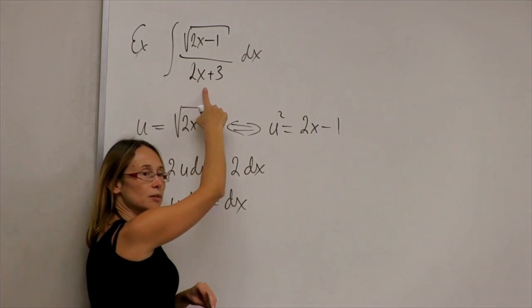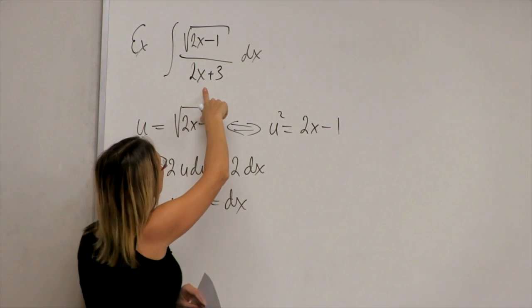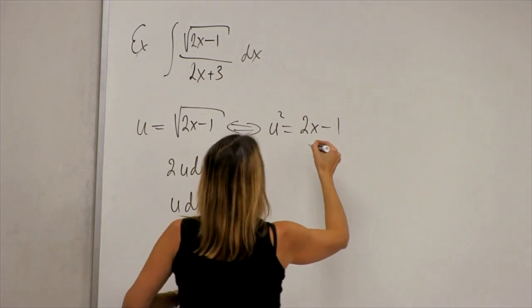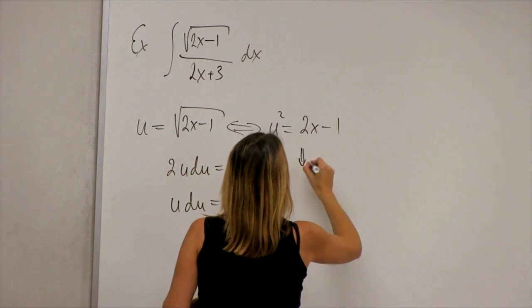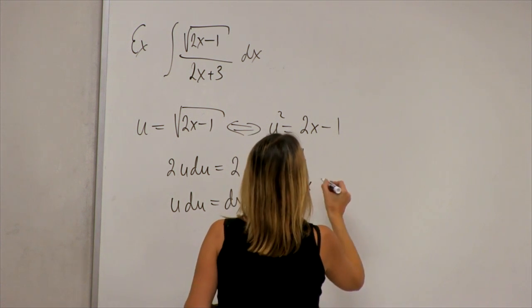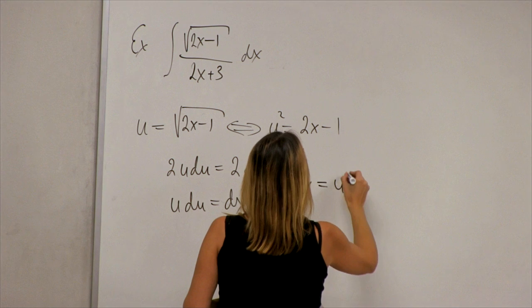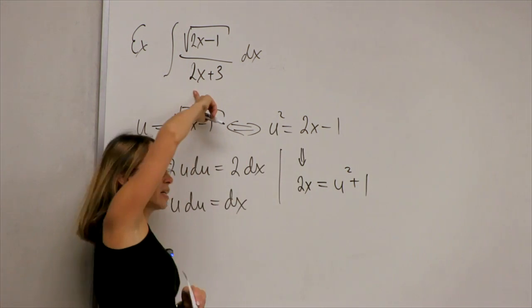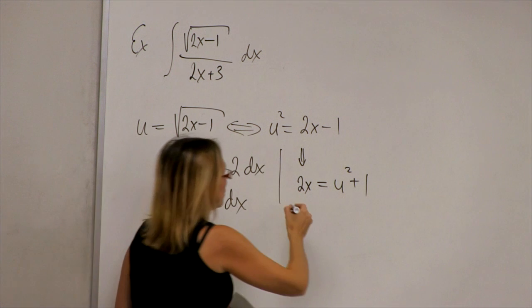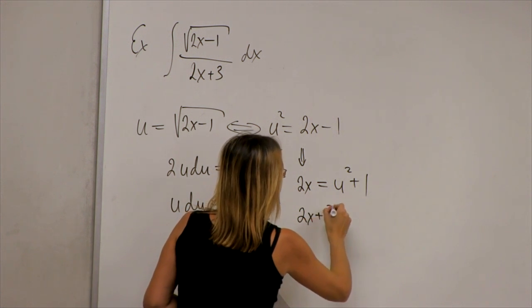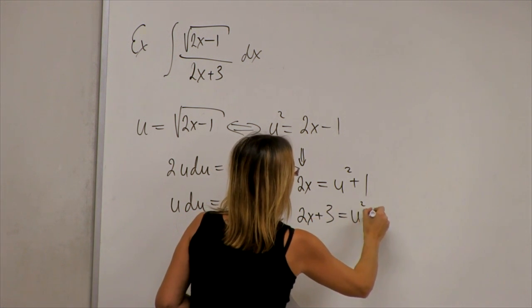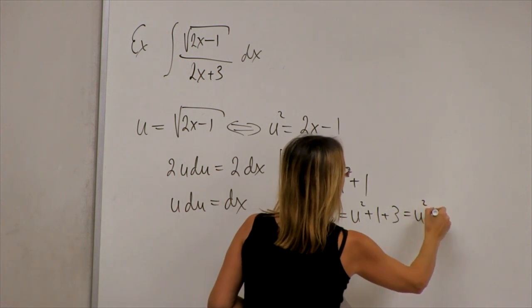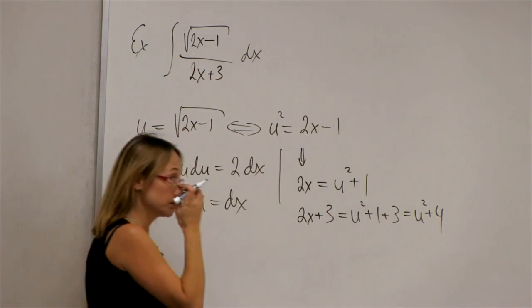Now I have to sort out the denominator. I can say from here that 2x is equal to u squared plus 1, right? But I don't want 2x, I want 2x plus 3. So 2x plus 3 is u squared plus 1 plus 3, which is u squared plus 4.